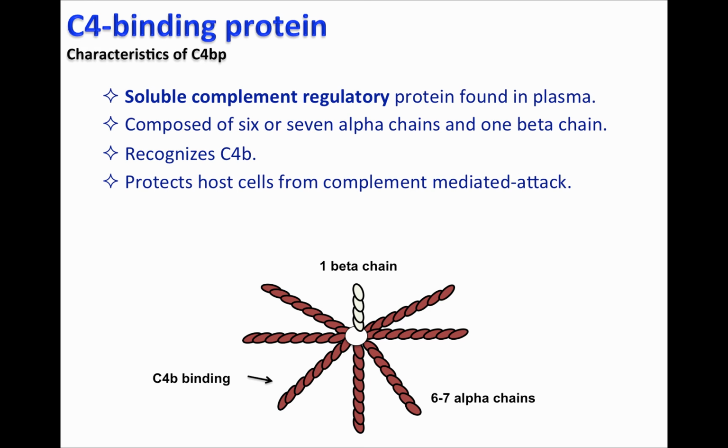C4bp protects host cells from complement-mediated attack. Specifically, it is able to protect host cells from the lectin and classical pathway. C4bp plays a fundamental role. It can protect host cells by performing two activities, the decay accelerating activity and the cofactor activity for factor I. This video will cover these two functions or activities.